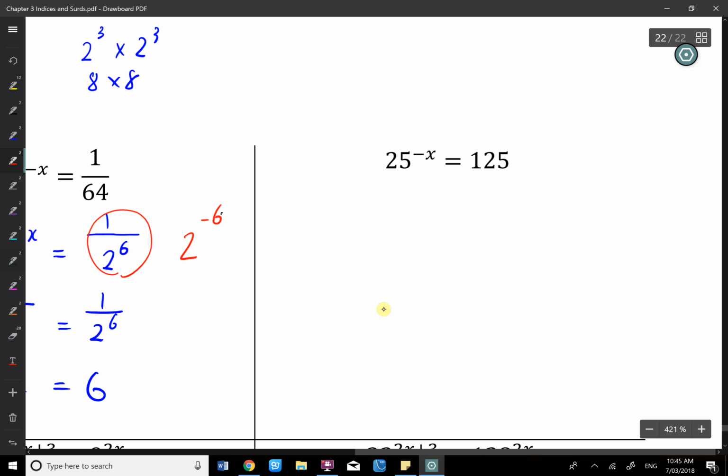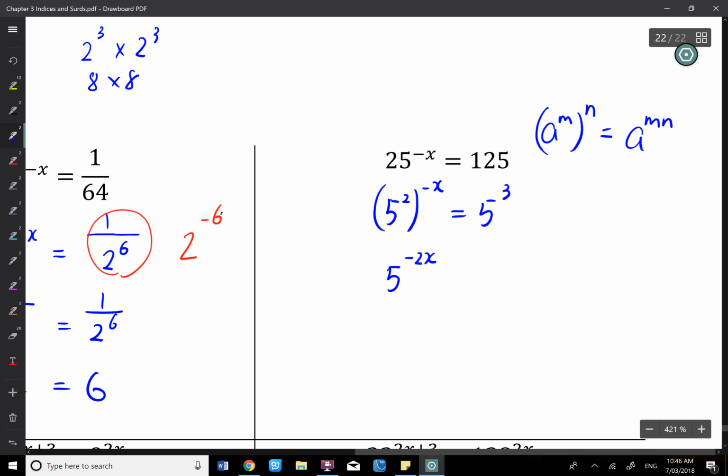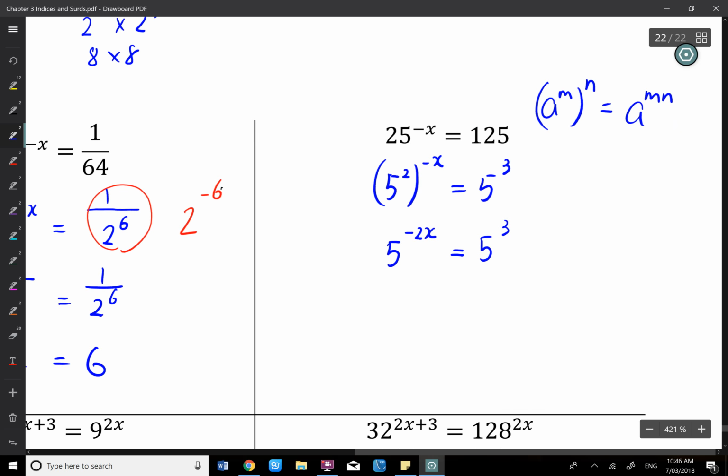Okay, for the next one, we have 25 and 1 to 5. The base must be 5. So that's 5 to the power of 2 and then to the power of negative x, and that's 5 to the power of 3. This side will be 5 to the power of negative 2x because you multiply the powers. You use the rule a to the power of m and then to the power of n is a to the power of mn. So you have 5 to the power of negative 2x and 5 to the power of 3. Negative 2x equals 3, x equals negative 3 over 2.